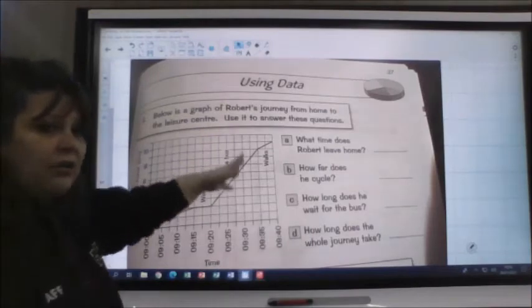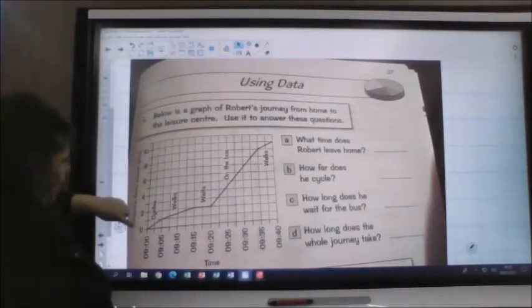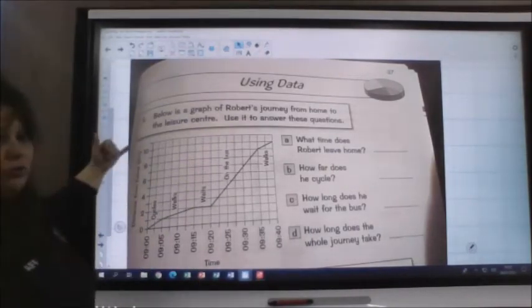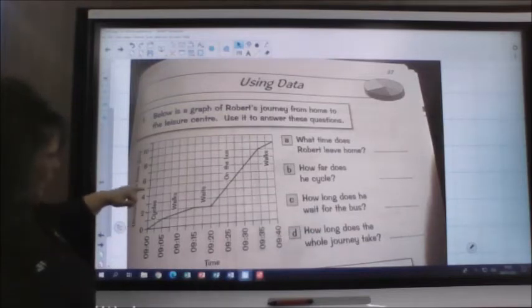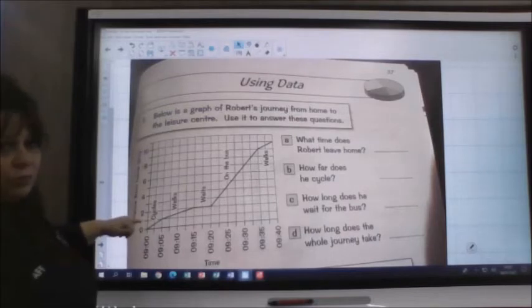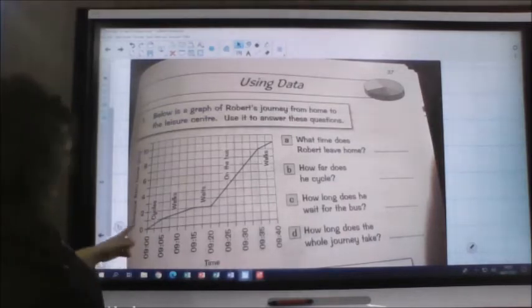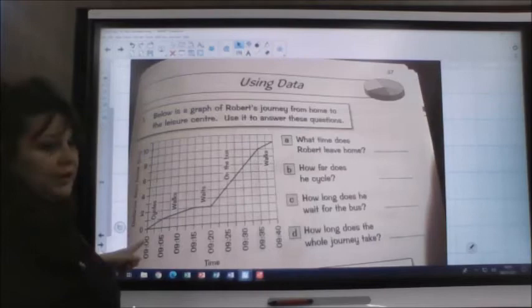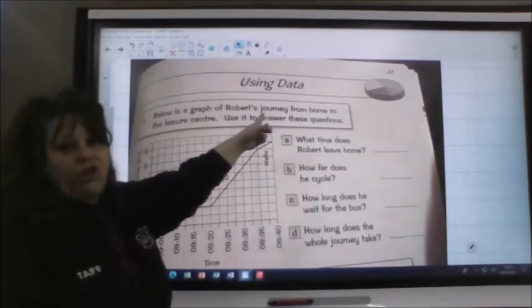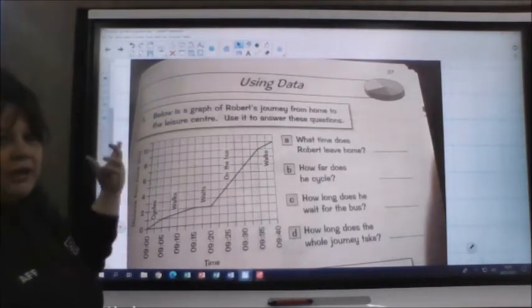So we've got a line graph. Here, our scale goes up in 2s, but we can see markers in between. So we know if that's 0, that's 2. Halfway between has got to be 1. Okay, then those are in kilometres. So the distance from Robert's home, and it's telling us a journey that he has.